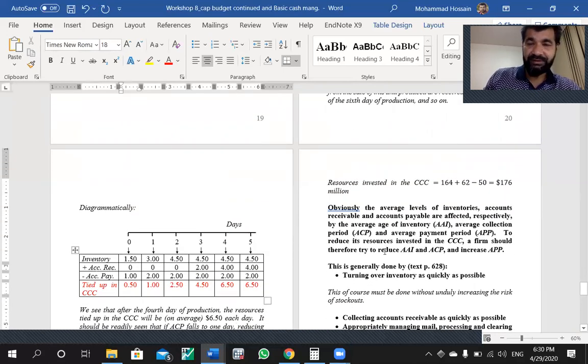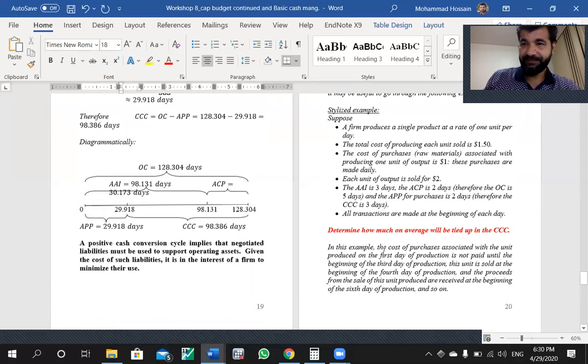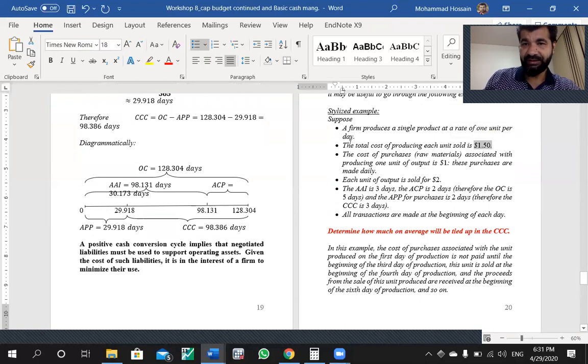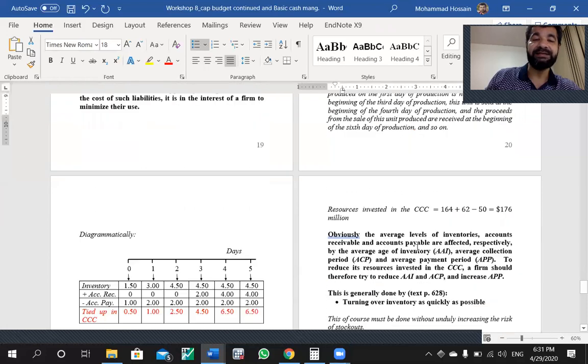So accounts receivable. Let's go in here. This says a firm produces a single product. The total cost of producing each is 150. So total cost of production 150. Raw material cost is actually $1 here. The cost of purchase of raw material associated with producing 1 unit is $1. These purchases are made daily. Each unit of output is sold for $2. So selling price is $2. Okay, so average is actually 3 days. That's why 3 days has been added up.